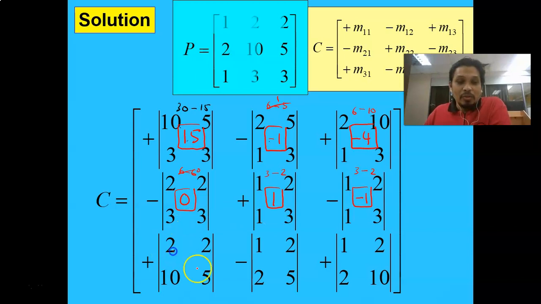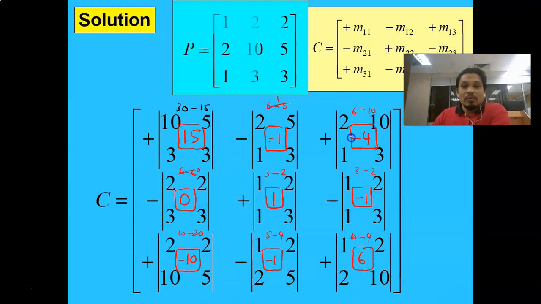Then 2 times 5 equal to 10 minus 2 times 10 equal to 20. 10 minus 20, negative 10. And then 1 times 5 equal to 5 minus 2 times 2 equal to 4. Then 1 multiplied with negative here, then we get negative 1. And then 1 times 10 equal to 10 minus 2 times 2 equal to 4. 10 minus 4 equal to 6. So then now, these are the cofactor of the matrix of P.